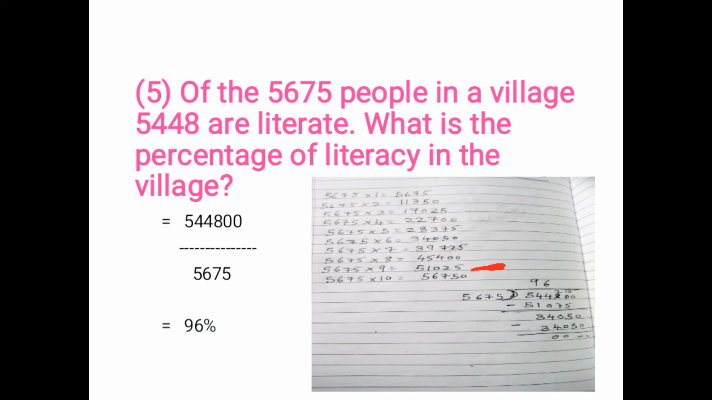Then answer is coming here after subtracting 3,405, and the last 0 you have to bring it down. So it becomes 34,050. Then 5,675, 6s will go in 34,050. So answer is getting 96%. Quotient, what it is getting, you have to see that here.